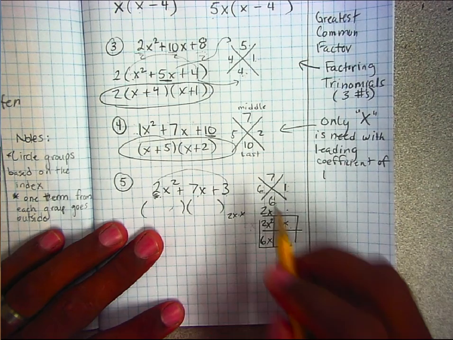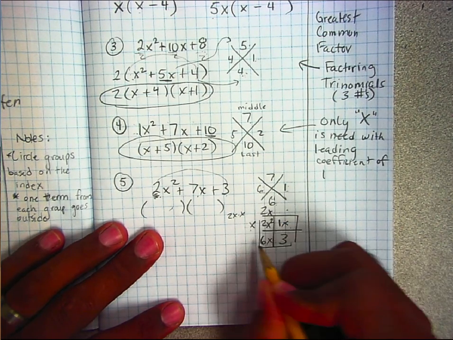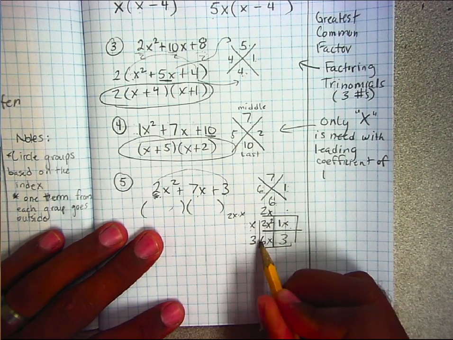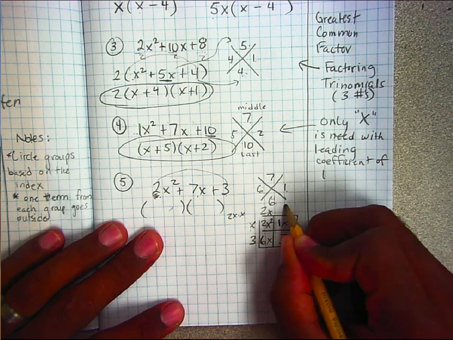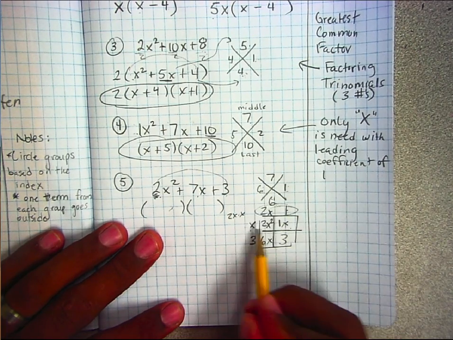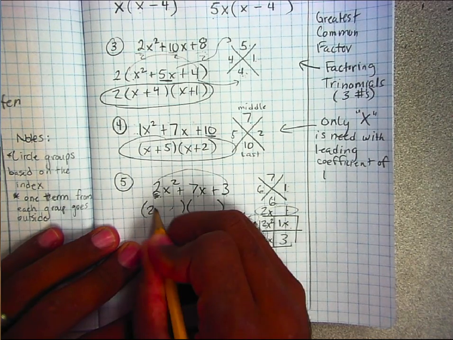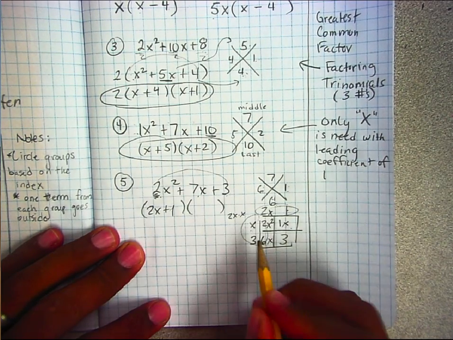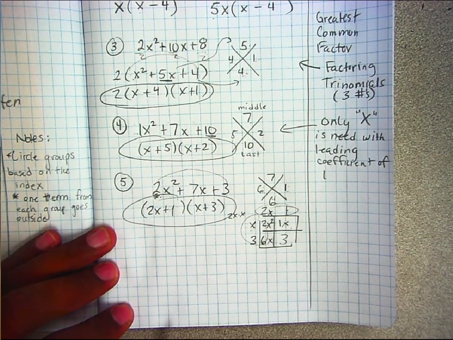So it's like a puzzle. You've got to figure out where they go. Now that means the x goes here, because then 2x times 3 works, that gives me 6x. And then x times what gives me 1x? Well, just 1. And there are my binomial factors. So those go here: 2x plus 1, and x plus 3. And there's my final factored polynomial.